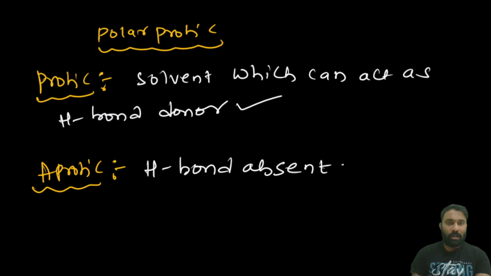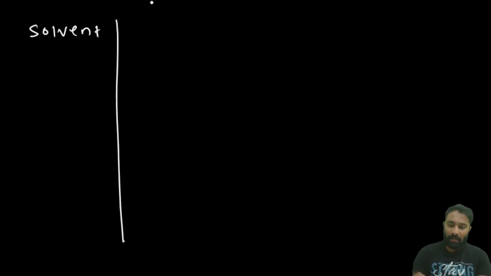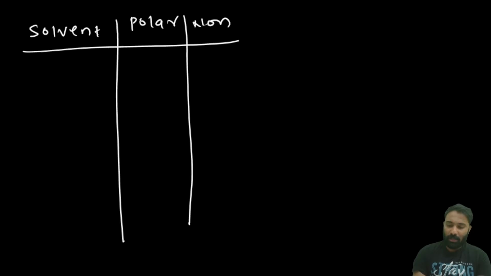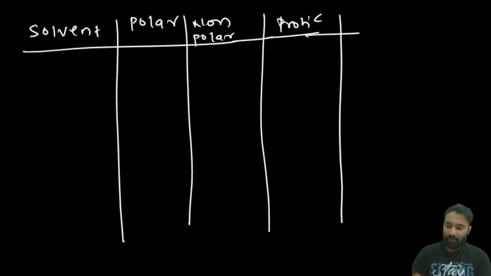Done? Clear? Now the polar and the non-polar, you know. If the dielectric constant is present, that is polar. If the dielectric constant is absent, that is non-polar. Now we'll see the classification of the solvents. This is a solvent. Which one is polar? This is polar and another one is non-polar. Next one, protic. Next one is aprotic. Clear?